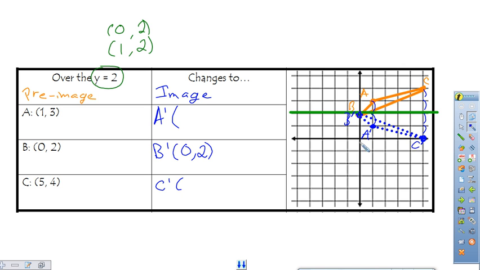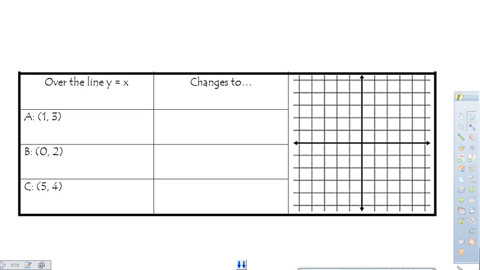So my A values are over 1 and up 1, and my C value is over 5, and I didn't go up or down at all. So again, I'm moving over the y-axis, so my y values changed, but my x values stayed the same. Kind of nice, right? Alright, one last example. This one is a different situation. Slightly. Not too bad, though.